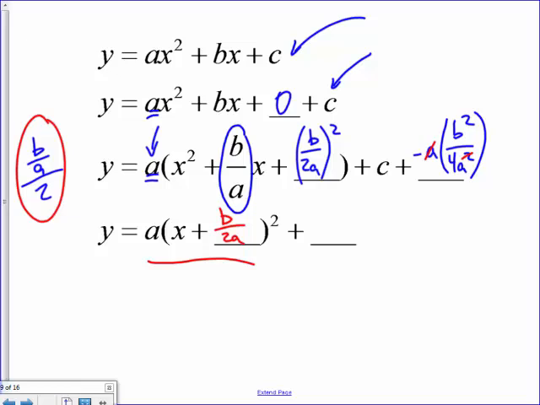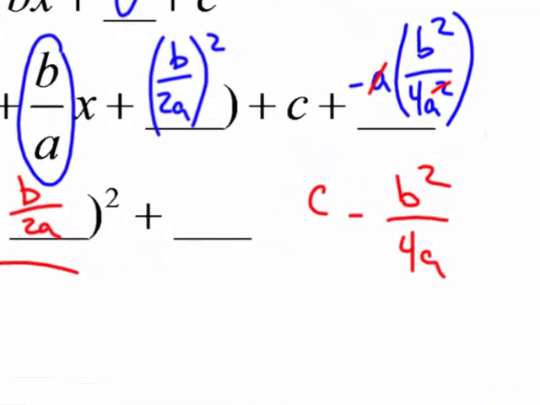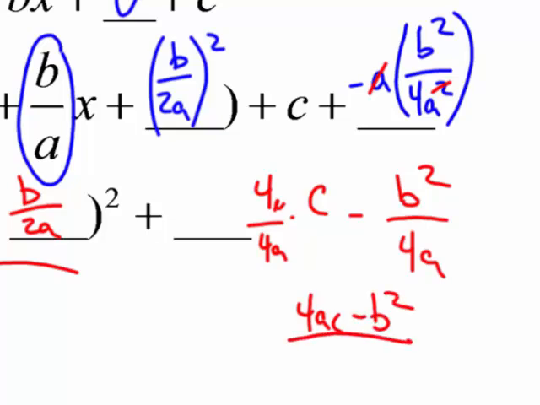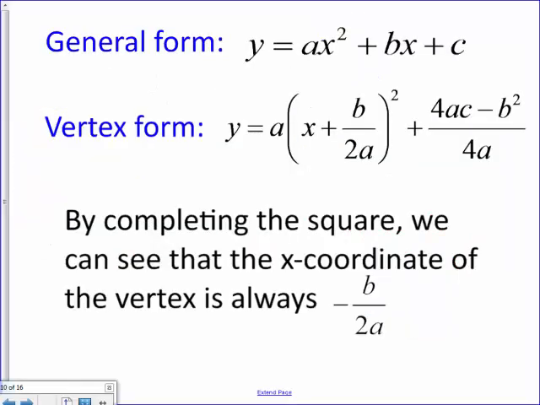And then on the outside, let's get a common denominator. So I have c plus a b squared. Well, actually, it's a negative b squared, sorry. So I'm just going to put a minus sign instead. B squared over 4a. So I've got to multiply this by 4a over 4a to get a common denominator. So I really have 4ac minus b squared all over 4a. So that's going to go in this spot right here. So 4ac minus b squared all over 4a. Okay, so that kind of helps us out.